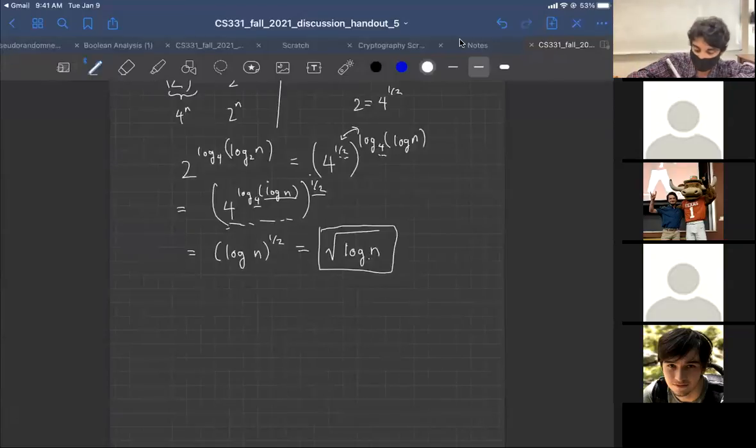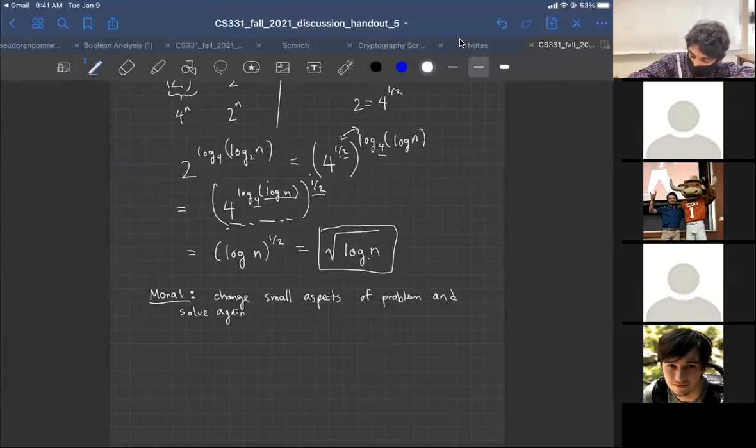Okay. So the moral here, and I believe I wrote this in my exam tips document, which is on my website, is to change small aspects of the problem, and then solve again.